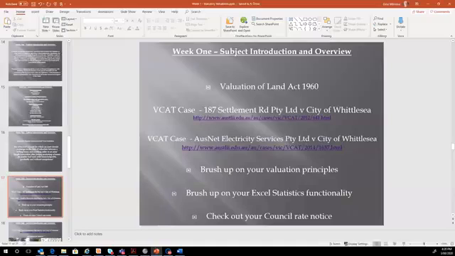It's also important for you to brush up on your valuation principles. I need to have an understanding as to what level you're at, what exposure you had to valuation principles in your career so far. So we might have a discussion about that at the tutorial of how you can give that information to me.